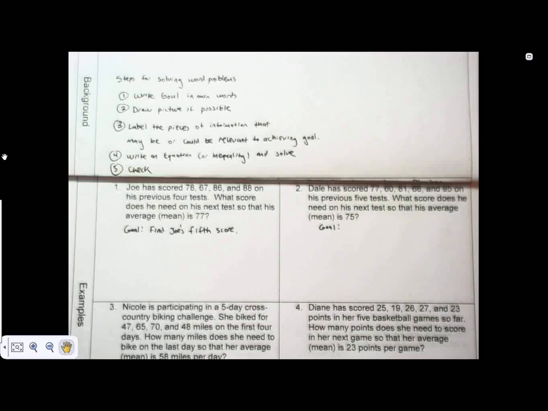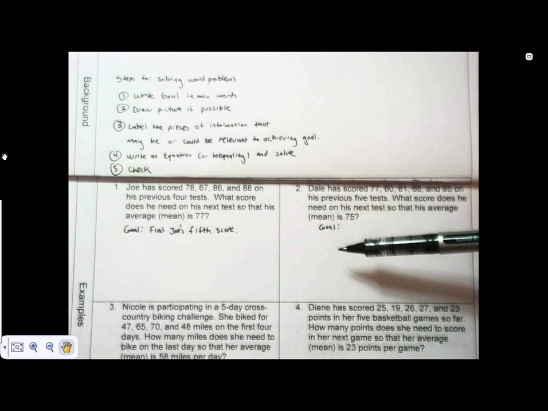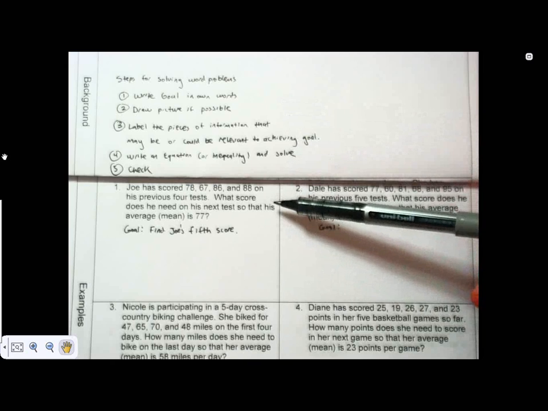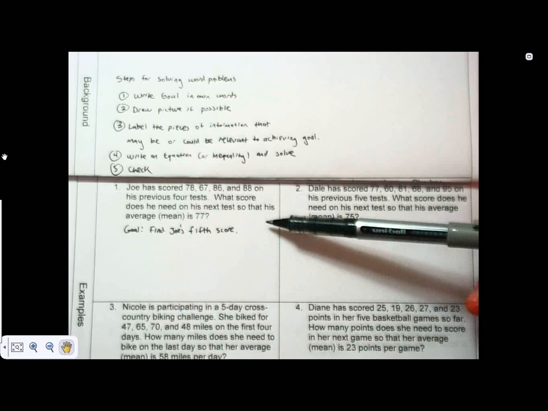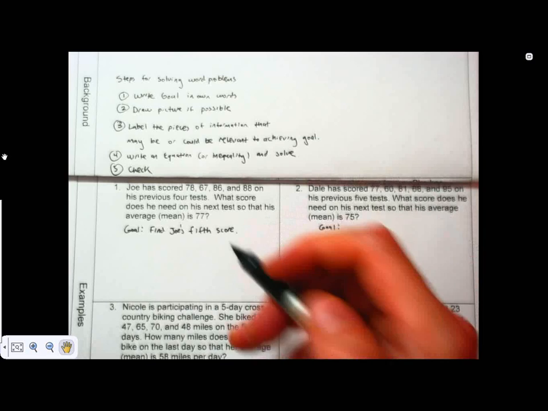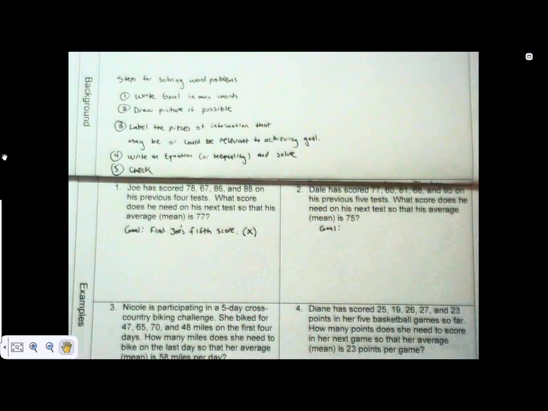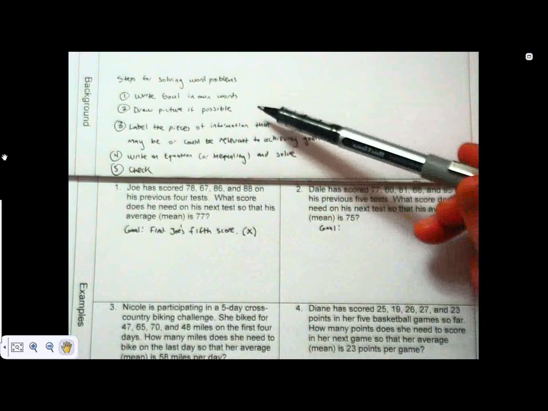Number one says that Joe has scored a 78, 67, 86, and 88 on his previous 4 tests. What score does he need on his next test so that his average is 77? Well, my first step, as always, is to write down exactly what I'm supposed to do. So if I look at the question and write it in my own words, our goal is to find Joe's 5th score. So again, since we don't know what his 5th score is at the moment, I'm going to call that X for us. And now this is going to be a situation where it's going to be difficult, I think, to draw a picture.